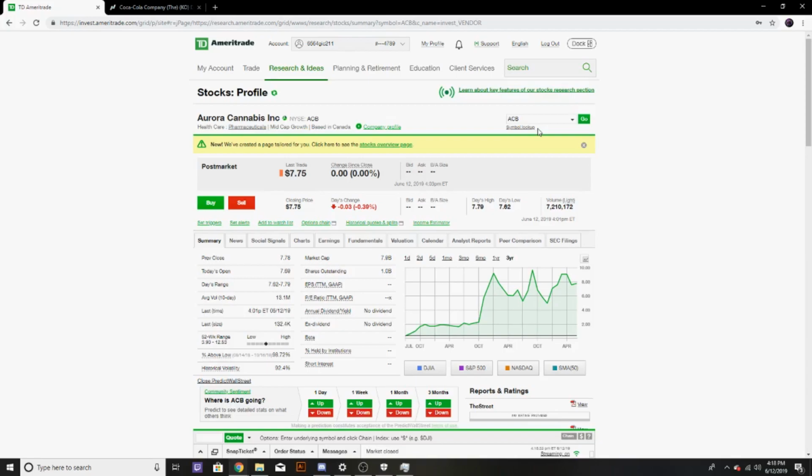So that's basically all I have for you guys today. This is just a beginner's guide to dividend investing and really just making passive income through the stock market.